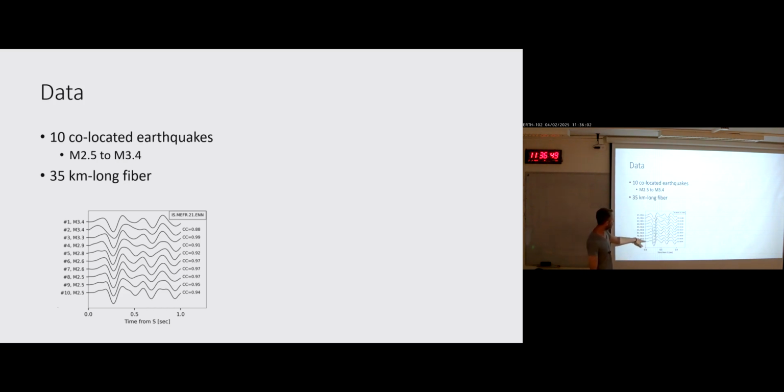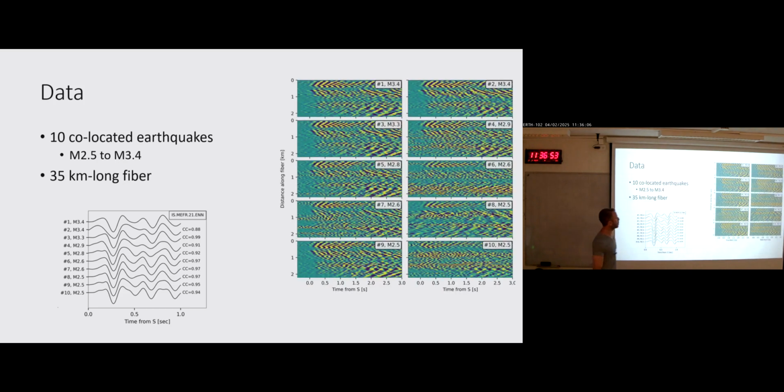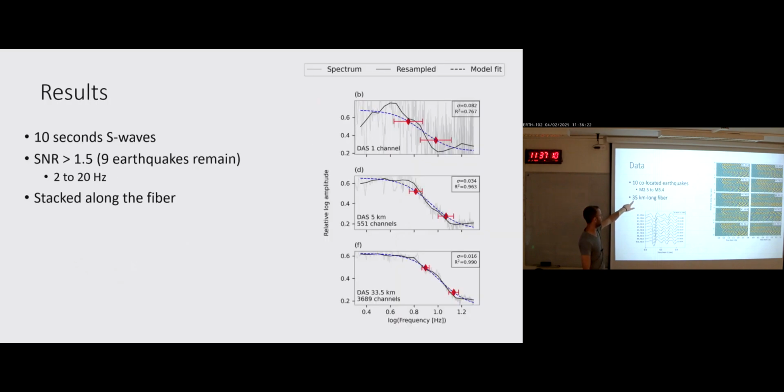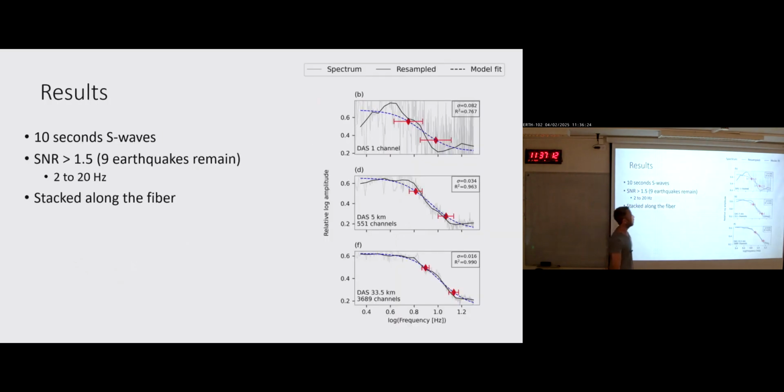And we see that this 1 second is very similar among these different earthquakes. Also, when we look at the DAS recordings, we see great similarity between the different earthquakes. So these are 10 collocated earthquakes, an excellent data set to test this method, magnitude 2.5 to 3.4. And the fiber at this time was only 35 kilometers long. And what I'm going to show you now is the real power of using DAS for this approach.